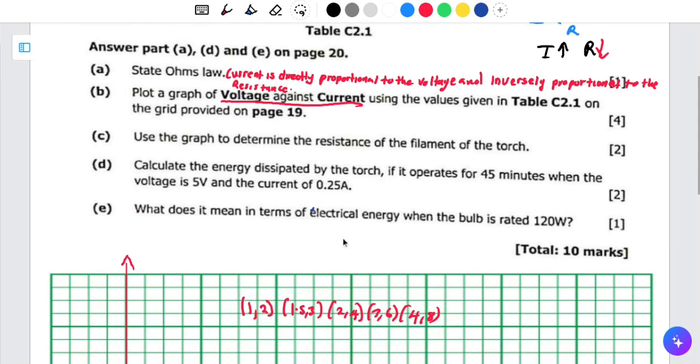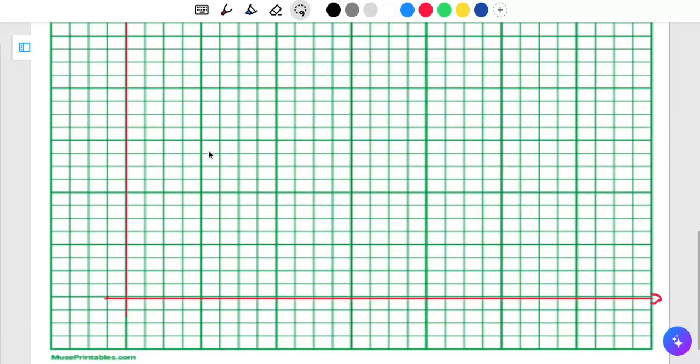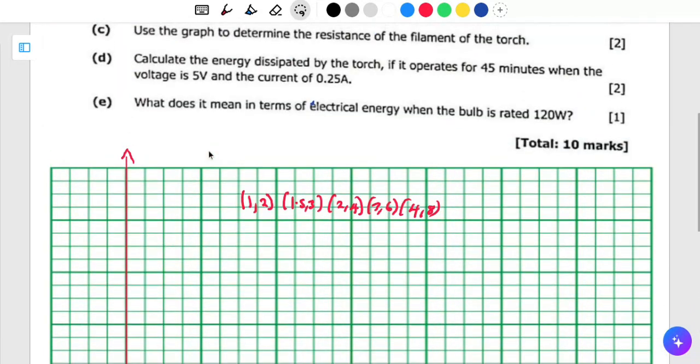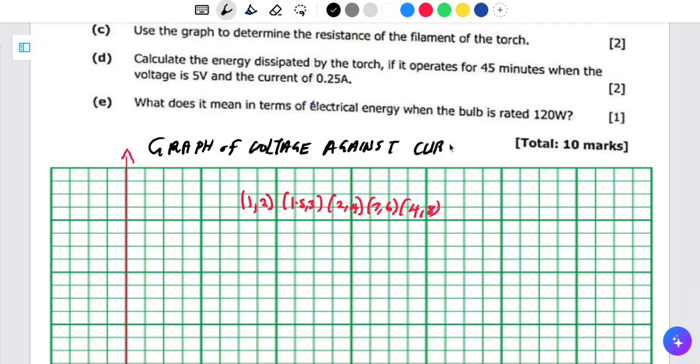Okay, so one thing that you need to understand here is that you need to start with the title. So what is our title? Graph of voltage against current. From there you are done on part of the title. So maybe a title can carry 1 mark for your graph. So this graph is carrying 4 marks.